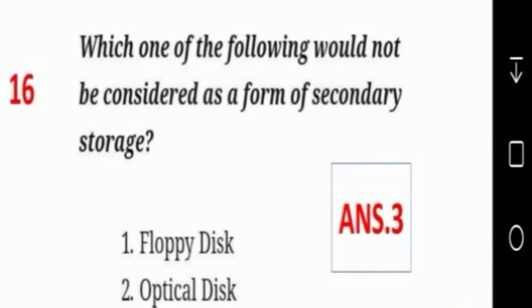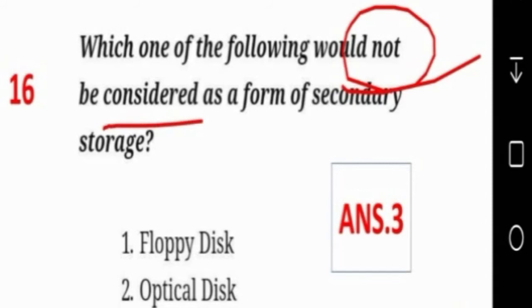Okay, next question. This is a very simple question. Which one of the following would not be considered a form of secondary storage? The options are floppy disk, optical disk, RAM and flash drive. Here, floppy disk, optical disk and flash drive are secondary storage. So option 3 is the correct answer. RAM is not considered secondary storage. RAM is a primary storage.